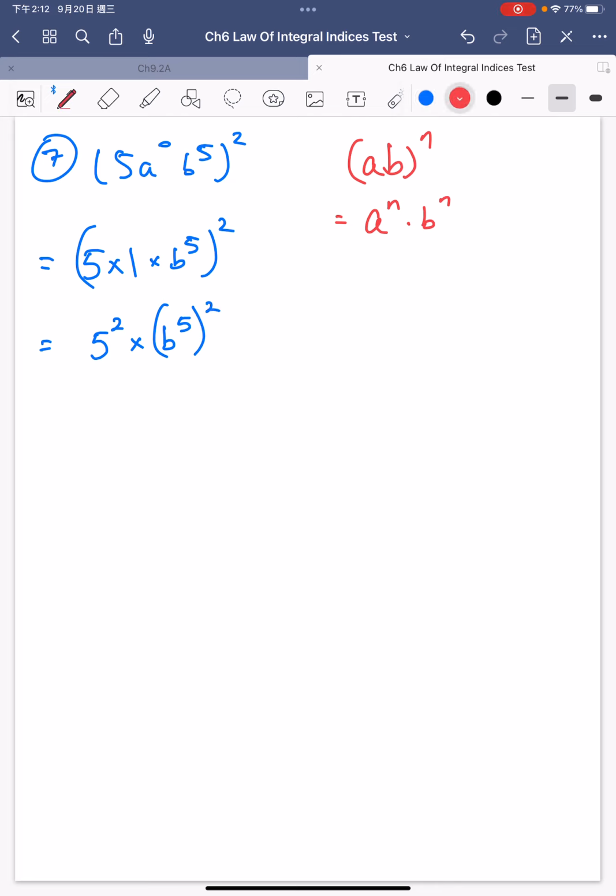Then we can use our formula of a to the power of n outside the bracket, getting another power. We can multiply the powers together. So this question will give you 25b to the power of 5 times 2, which is 25b to the power of 10. So that's the answer for question 7.